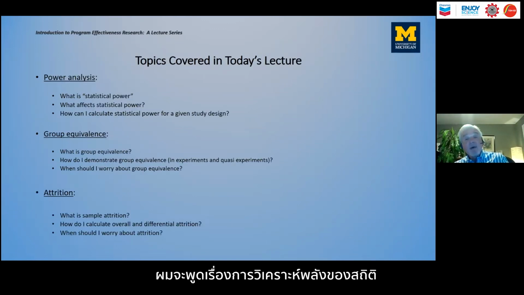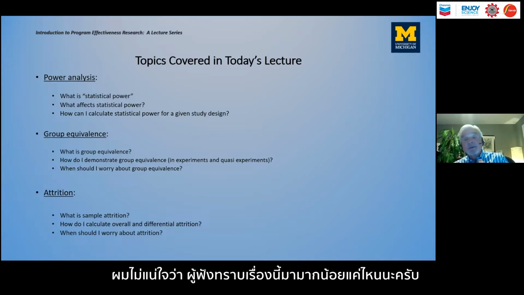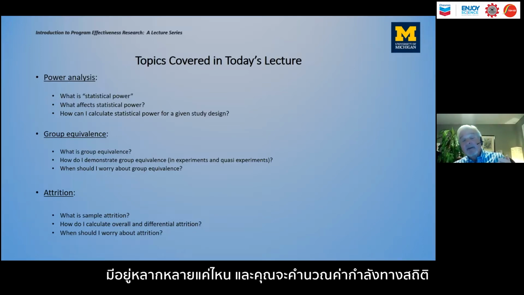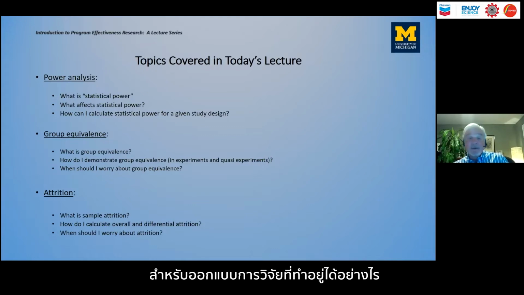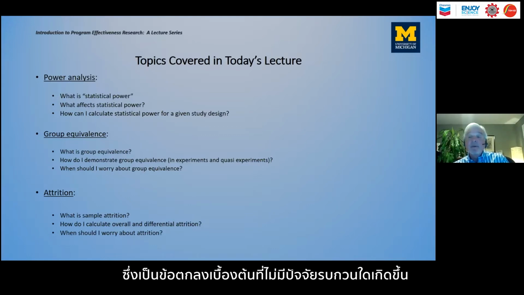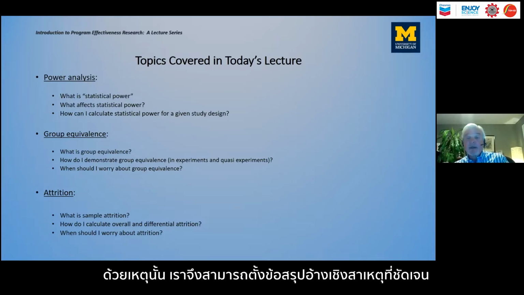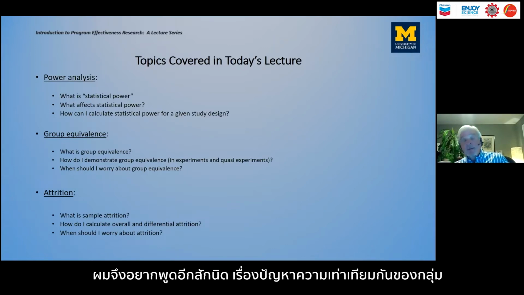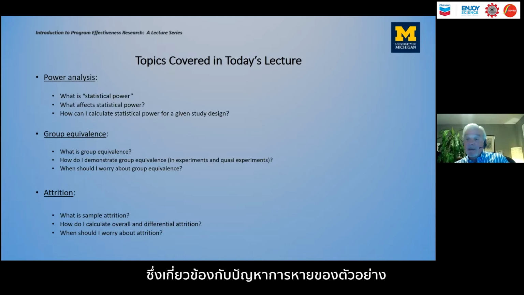I'm going to talk about power analysis. I'm not sure the extent to which attendees have heard about this, so I want to talk very briefly about what statistical power is, how it varies, and how you can calculate it for a given study design. I want to talk about group equivalence, the assumption that there are no confounders operating, such that we can make a clear, warranted causal inference about program effects, is demonstrated by group equivalence. And so I want to talk a little bit about the group equivalence problem that's related to the attrition problem.